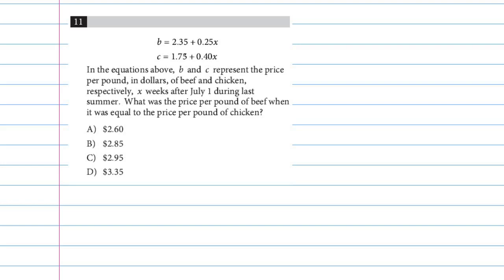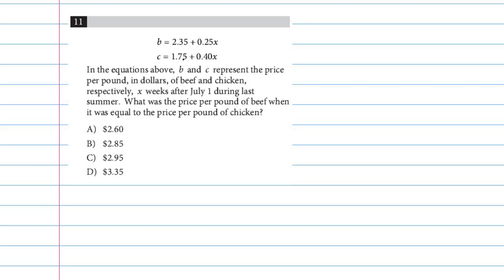So we have b equals 2.35 plus 2.25x, c equals 1.75 plus 0.40x. These equations represent the price of beef and chicken, right? So x is the number of weeks after July 1st. So x is some time variable, and b and c give you the price of beef and chicken maybe in the market or something like that.